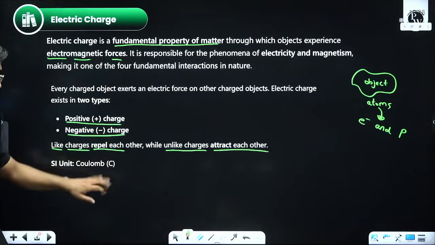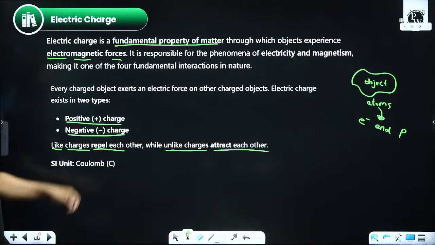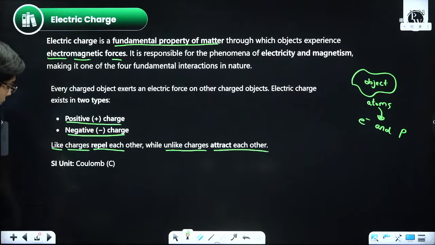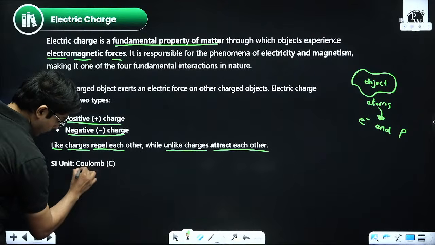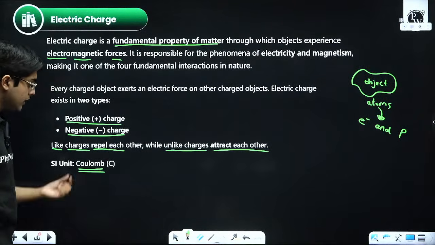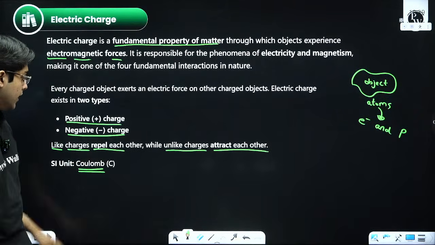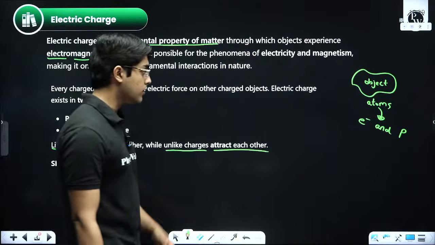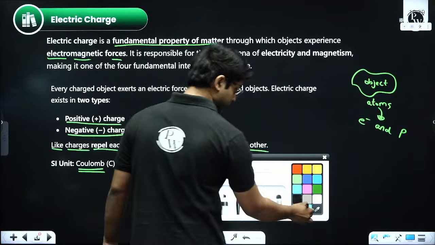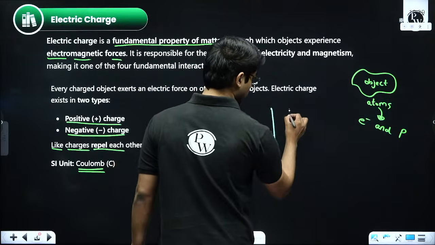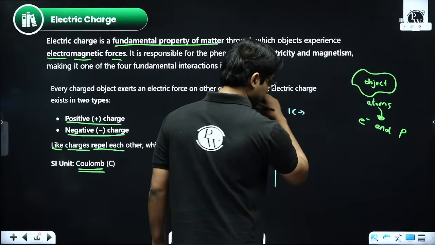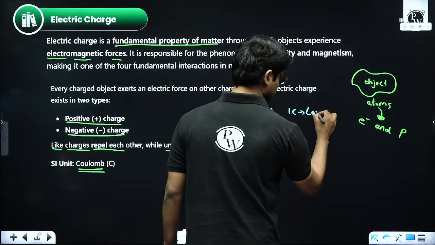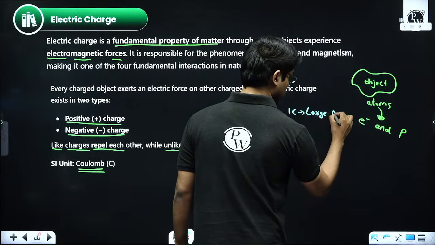Electric charge is measured in the SI unit known as coulombs, spelled COULOMB. This coulomb is actually a very large unit for measuring charges. One coulomb is an extremely large amount of charge.